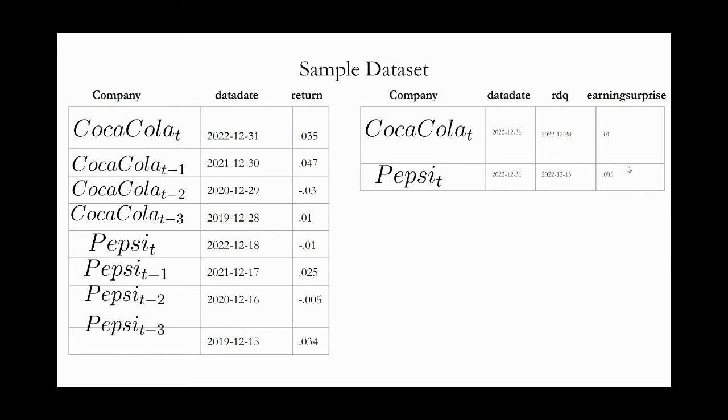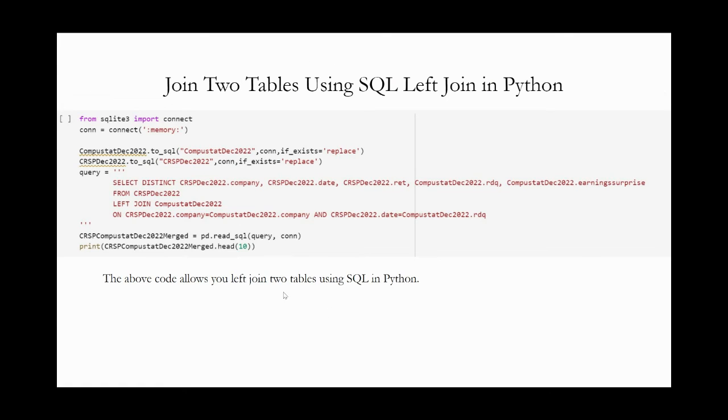And then we merge in this table. So our output has eight rows, and two of the rows have the earnings surprise data in it. All right, so let's see how to do that.